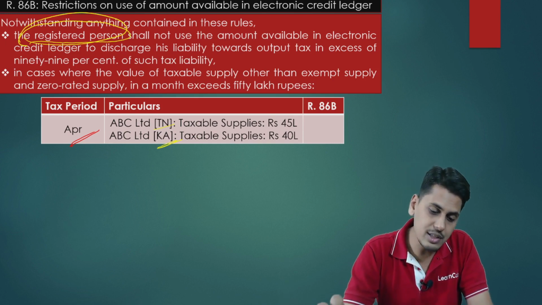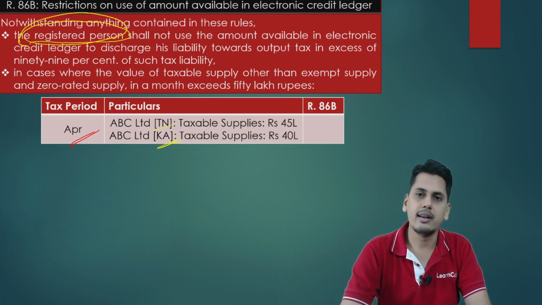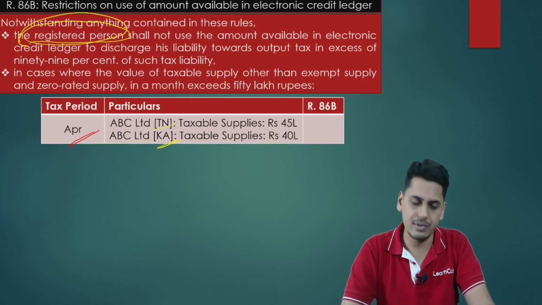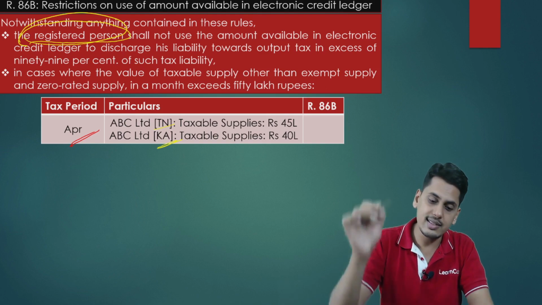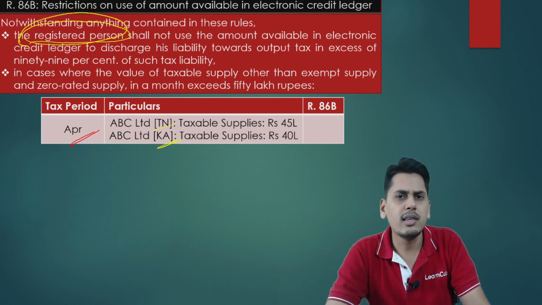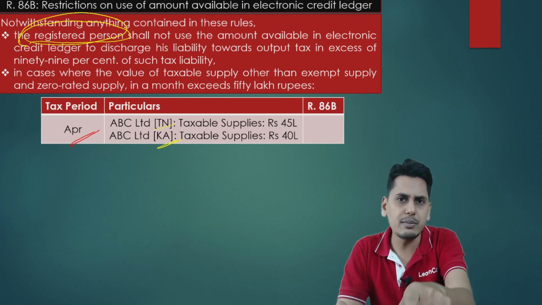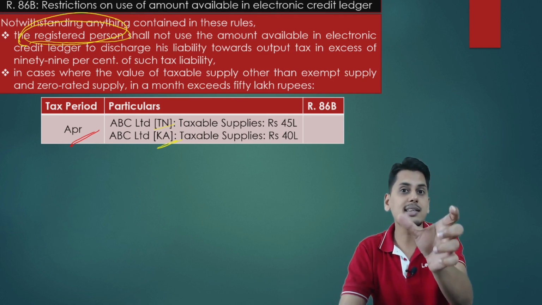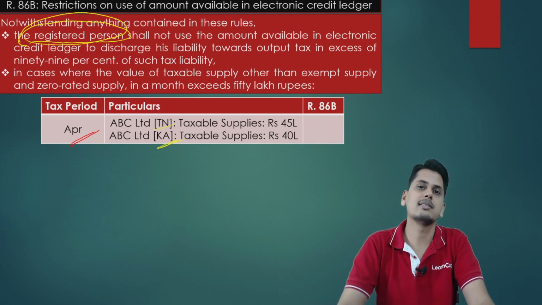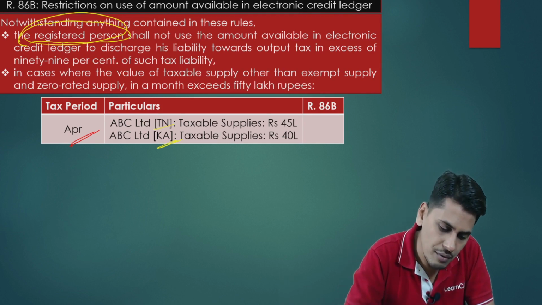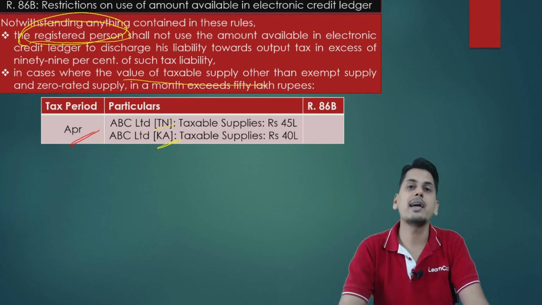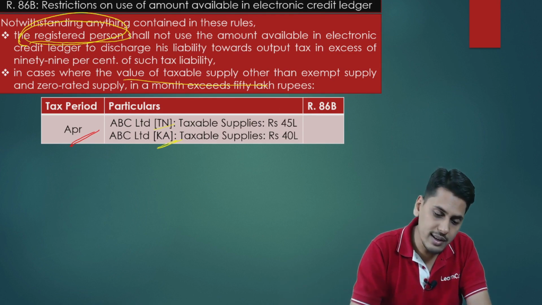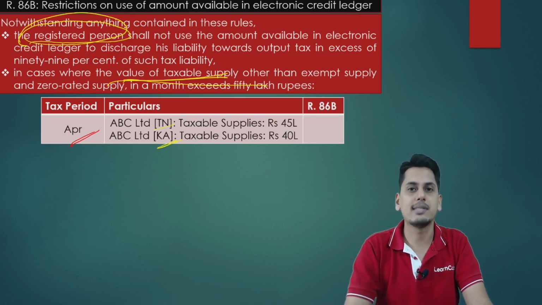The registered person shall not use the amount available in the electronic credit ledger to discharge his liability towards output tax in excess of 99% of such tax liability in cases where, does it tell you, the aggregate turnover other than exempt supply and zero rated supply crosses 50 lakh rupees? Does it use the wordings aggregate turnover? The answer is no. It uses the wordings where the value of taxable supplies other than exempt supplies and zero rated supplies. So friends, what is meant by value of taxable supply?